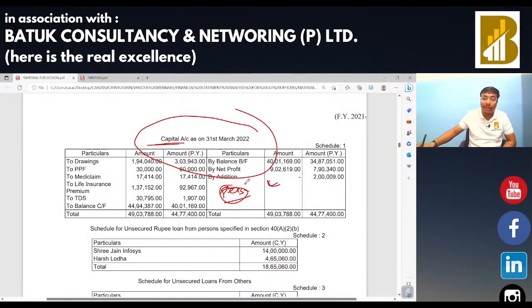Suppose you got that figure as rent income, rental income, in that case you need to check whether GST on that rental income is paid or not. We need to check the same. Okay, sir.